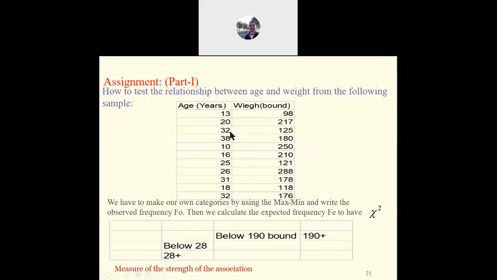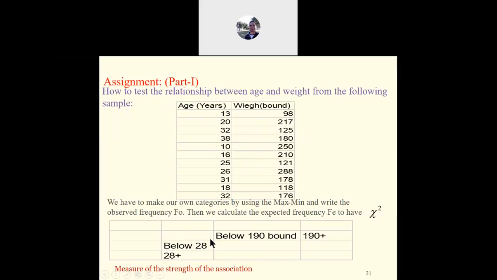Because I have two variables. Of course, the weight depends on the age. So I can go for what? For simple linear regression and Spearman or Pearson in this case. Yes, it is quantitative data. So I'll go for the Pearson correlation coefficient. So this part is for the correlation coefficient.